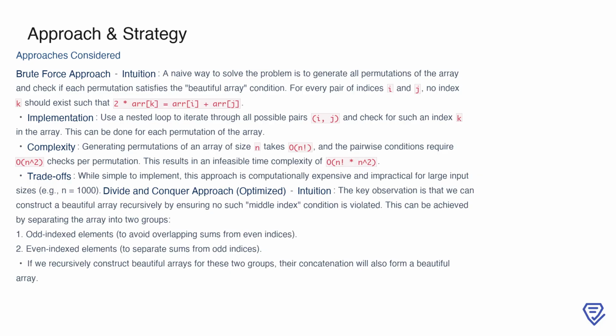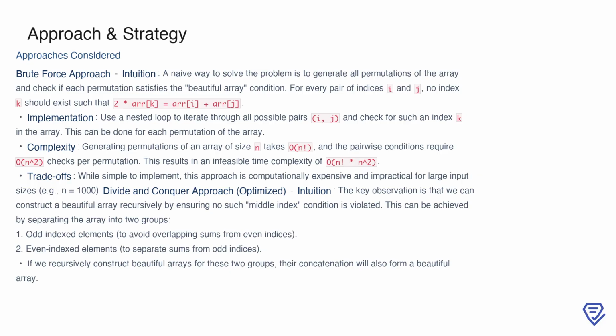However, the complexity of this approach is a major drawback. Generating permutations of an array of size n takes factorial time, or O(n!). And checking the pairwise conditions requires O(n squared) operations for each permutation. Together, this results in an infeasible time complexity of O(n! * n squared), making the approach computationally expensive and impractical for even moderately large arrays. This leads us to an optimized solution, the divide-and-conquer approach.